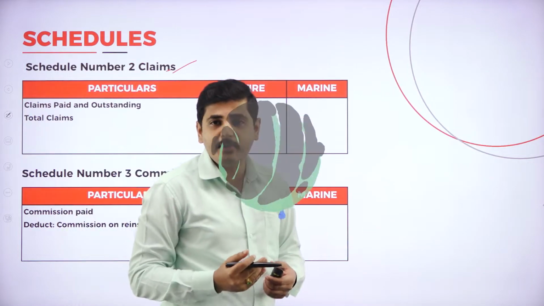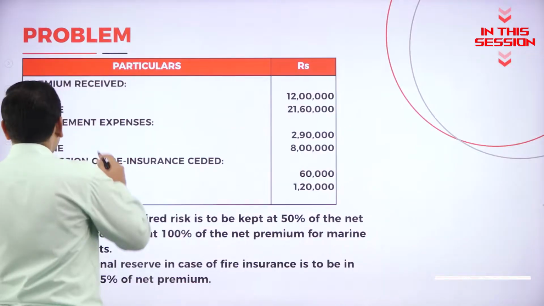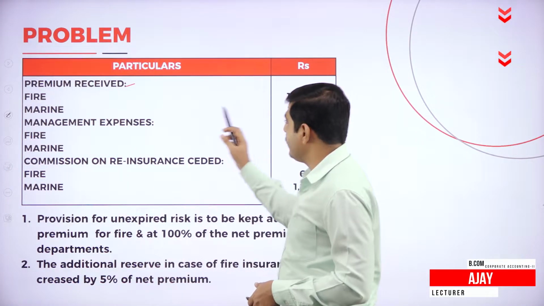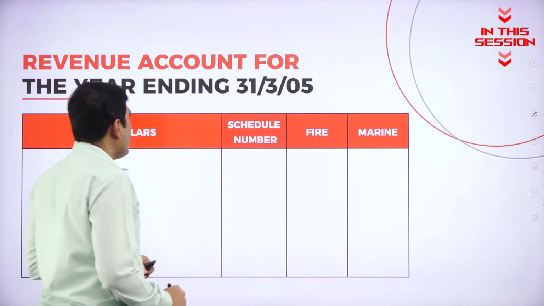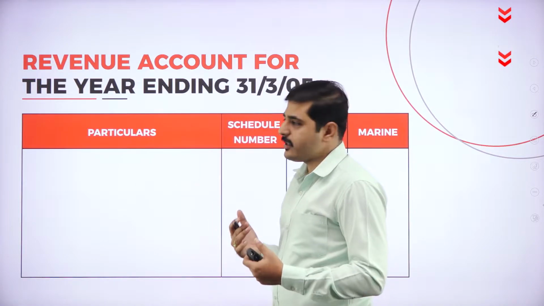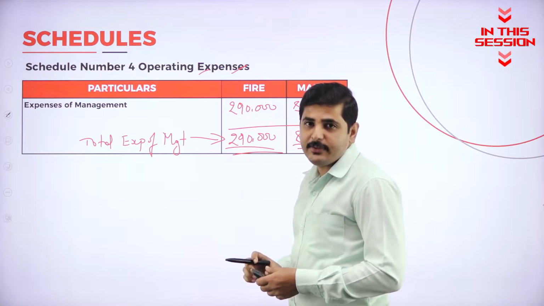Any outstanding of the current year we should add. Any outstanding previous year we should deduct. Premium received is income for the insurance company. So premium received, fire, it is 12 lakh. Revenue account. So why are we preparing the revenue account? In order to identify the surplus. Operating expenses, again expenses of management is given.